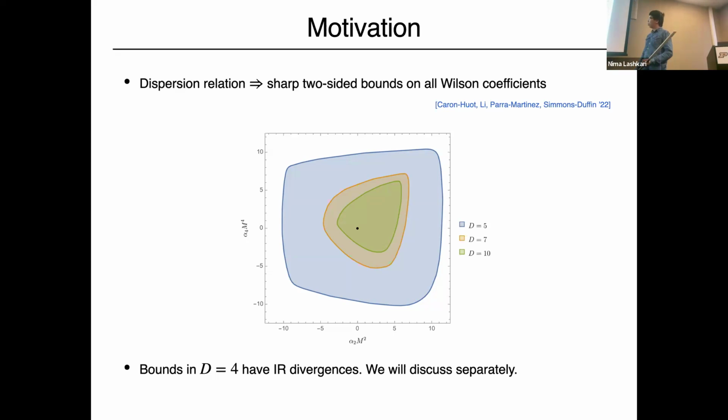And for those of you who live in 4 dimensions, you might notice there's no d equals 4 on this plot. And that's because in 4D, there are some higher divergence issues. So we'll discuss the case of d equals 4 separately.